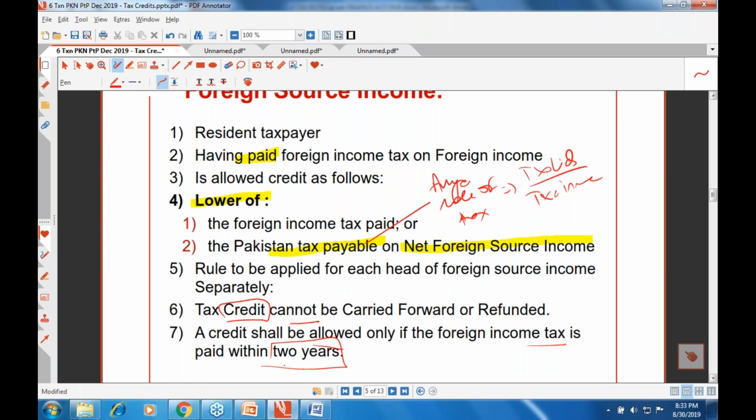So now what is actually going to happen? If you have not paid in 2021, then in 2022 whatever foreign tax credit you had claimed is going to be reversed. So this is what you have to do.